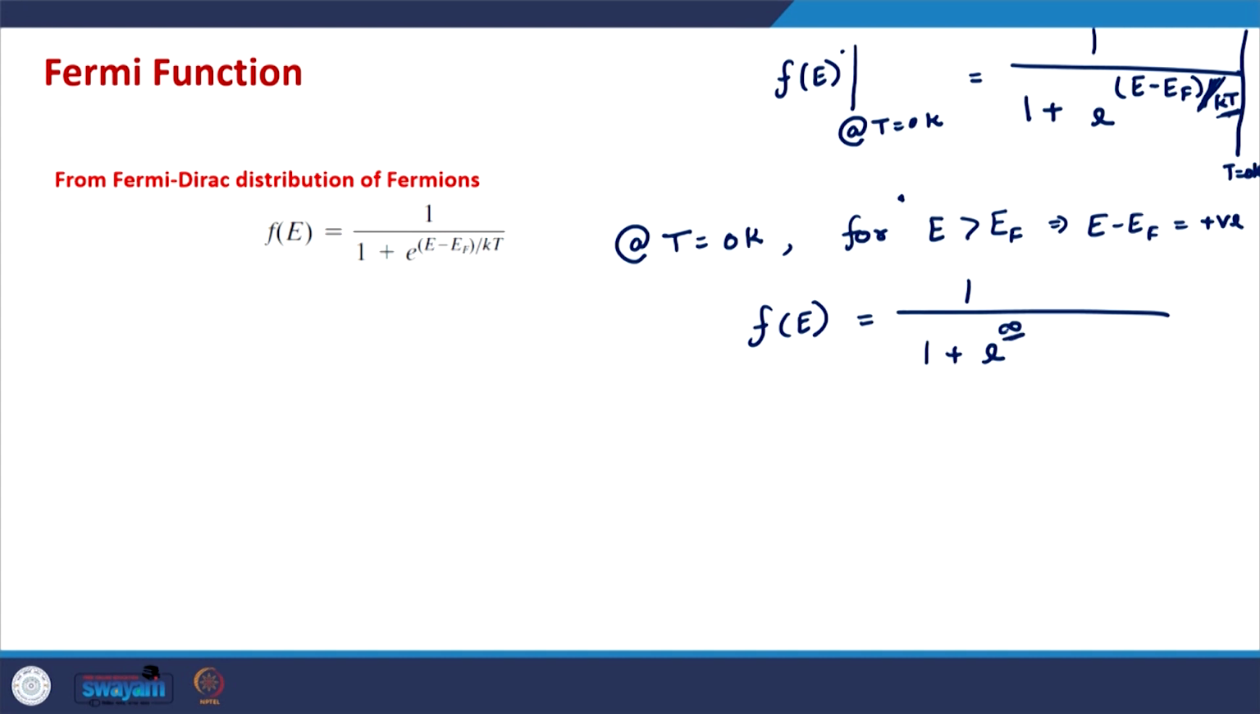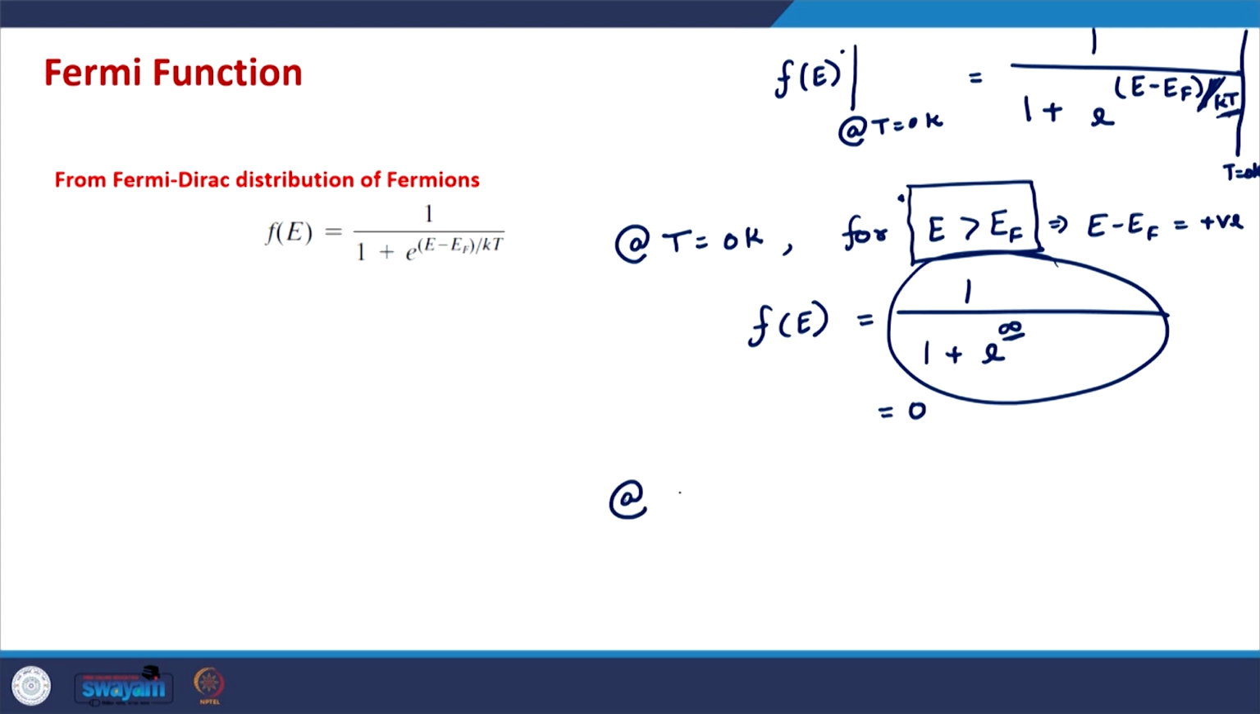Generally, we do not write it like this, but just to show you. So, the denominator of this entire function will be tending to infinity. So, it will be 0. What it means is that all energy levels above EF are empty at T equal to 0 Kelvin. This is why we define Fermi level as the energy level below which all levels are occupied at T equal to 0 Kelvin. That basically comes from here.